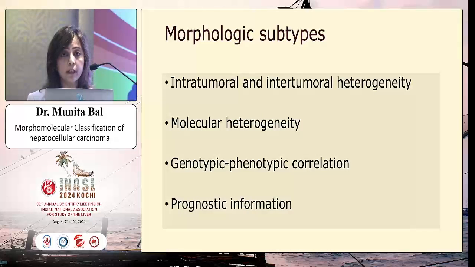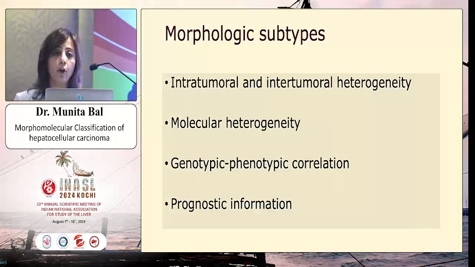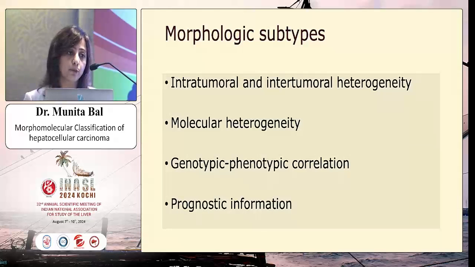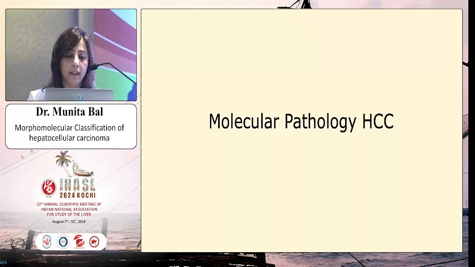So morphologic subtypes tell us that there is a lot of morphologic as well as intratumoral heterogeneity in HCC, and this also tells you that molecularly this tumor is divided, and there's also a good genotypic-phenotypic correlation, and there is a lot of prognostic information that can be derived if you have these subtypes.